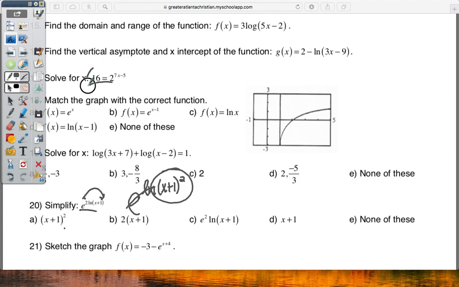1-to-1 is just where I change 16 to where it's 2 to the 4th equals 2 to the 7x minus 5, and then I cancel, and then I set them equal and solve. Okay. Cool?